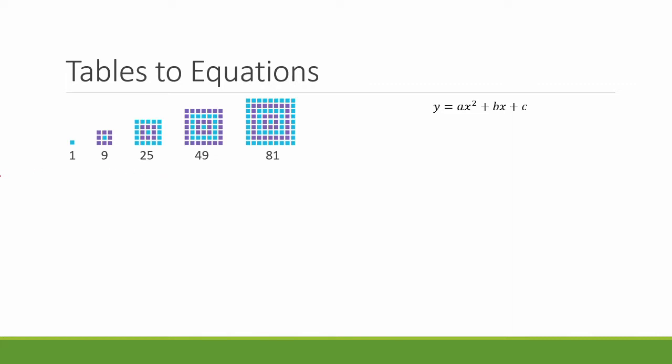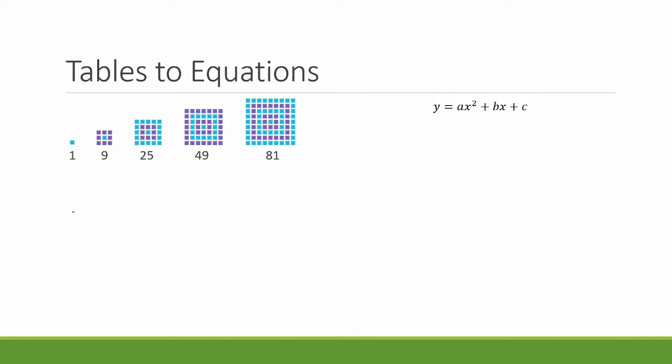Hi guys, in this video we're going to cover taking quadratic patterns and writing tables and then forming the equations for them. So here we have a quadratic pattern and it's made up of a number of different tile numbers. So here we have pattern 1 with 1 and then 2 with 9, 3 with 25 and so on.